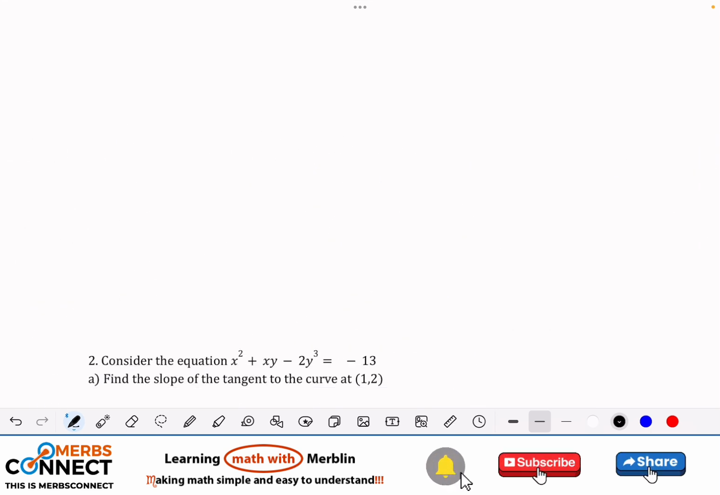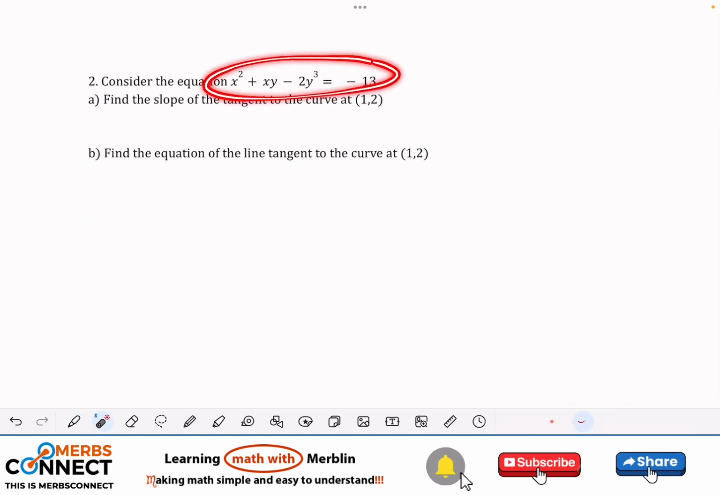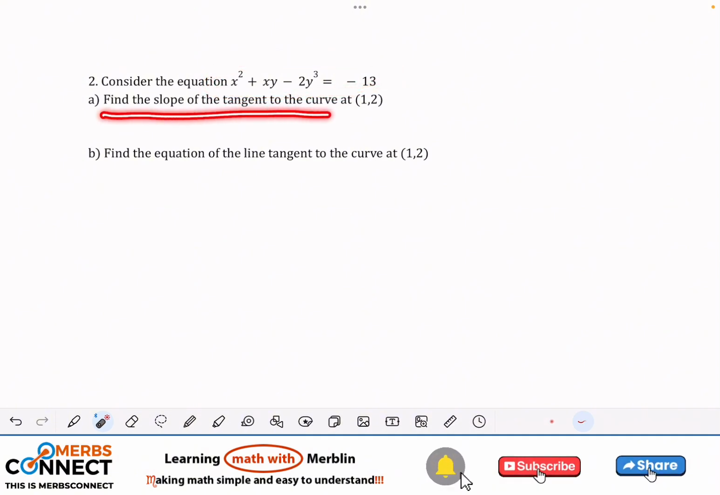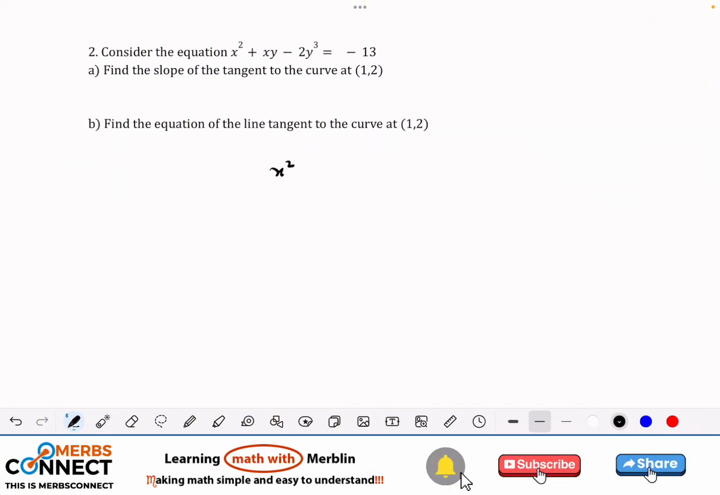Let's go to the second question. So the second question, we have this equation here, and we want to find the slope of the tangent, right? So the slope of the tangent is dy over dx. So it means that we need to differentiate this function here, right? Then we use the slope to find the equation of the tangent line, right? So let's pick it up. So x squared plus xy minus 2y to the power 3 is equal to minus 13.